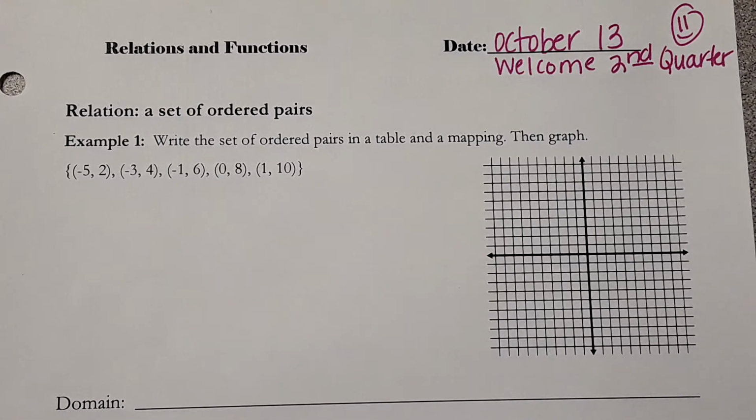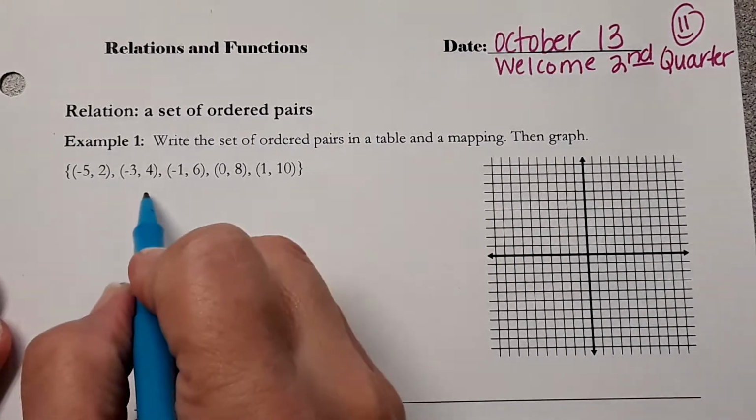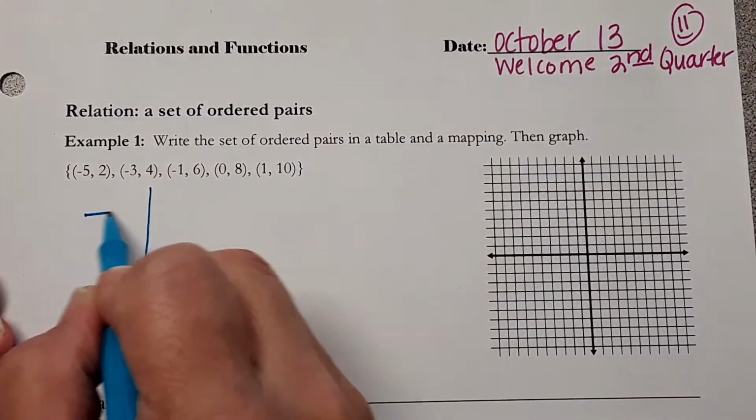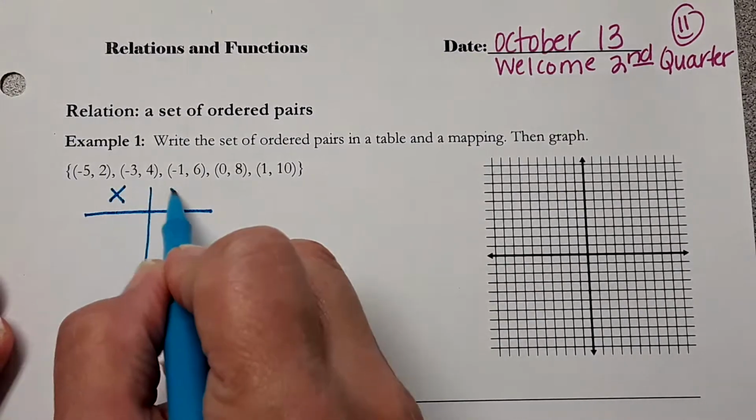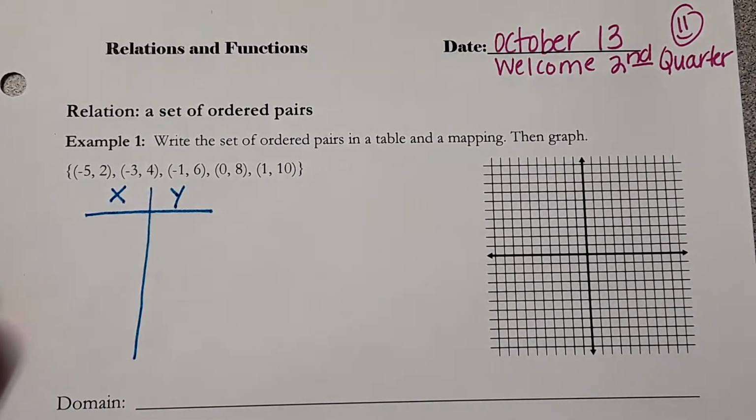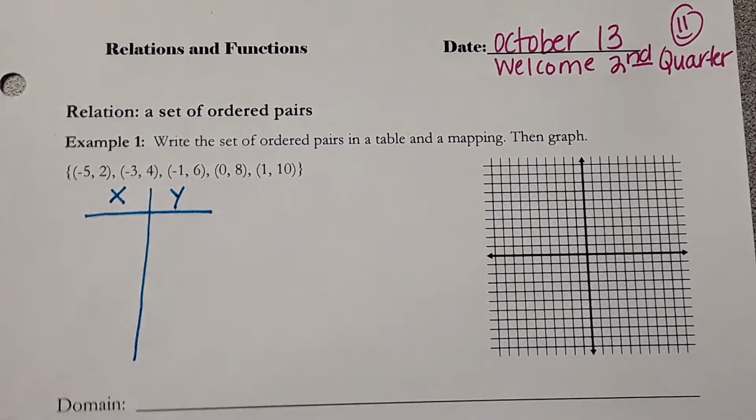What we're going to do is make a table of the ordered pairs and then graph them. To make a table of the ordered pairs, you're going to make an X and a Y. Remember that the first number in the ordered pair is your X, the second number is the Y. When you make the table, you just write it the way it is in the ordered pair.